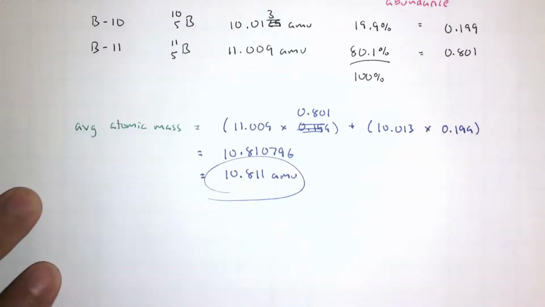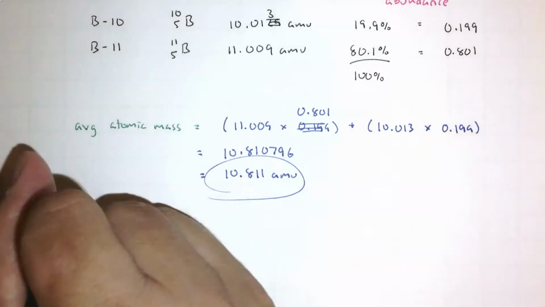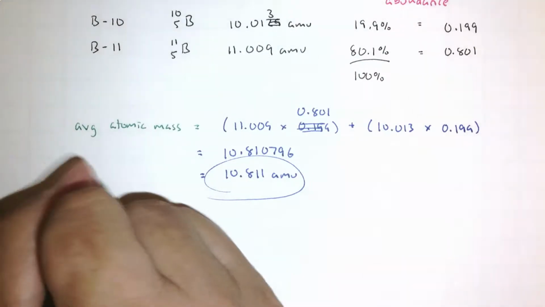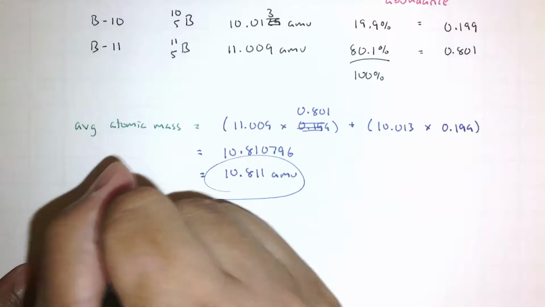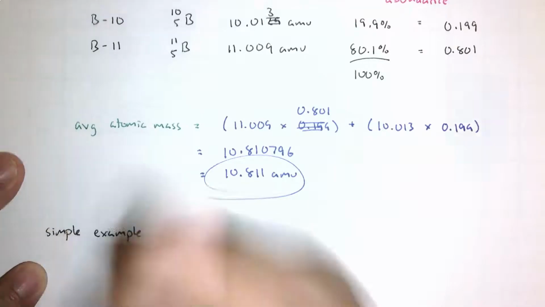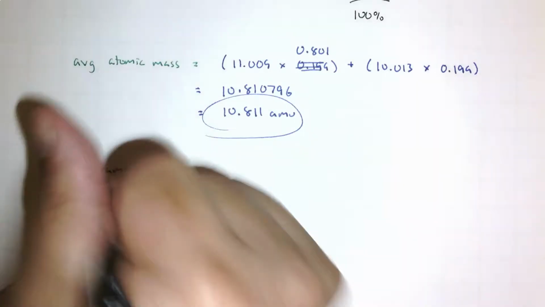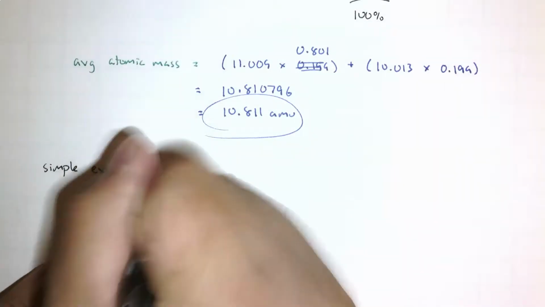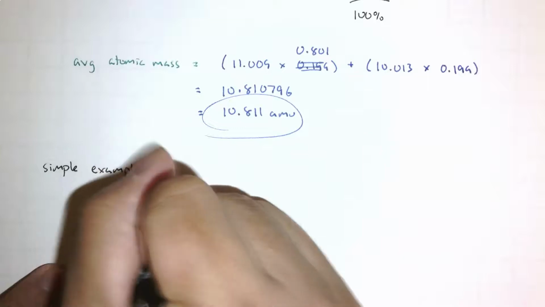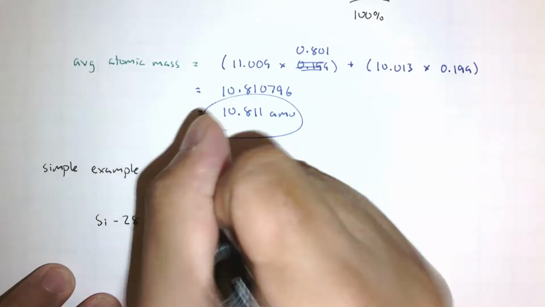Let me set you up for another example, and this will be the simple example. For the simple example, let me give you silicon. Silicon 28, the AMU.